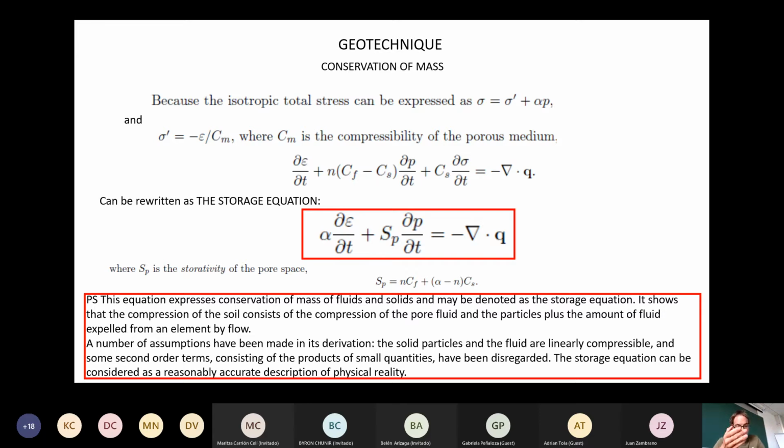This happened when we consider the principle of Terzaghi instead of all the consolidation problem. But the storage equation can be considered as a reasonably accurate description of physical reality. And this is the formula that you need to know from here to the end of the course. It means that this formulation is like the Young, the Hooke formulation inside structural engineering. I mean, it is something that we have to know. I don't want to say by memory, but knowing what we are talking about.